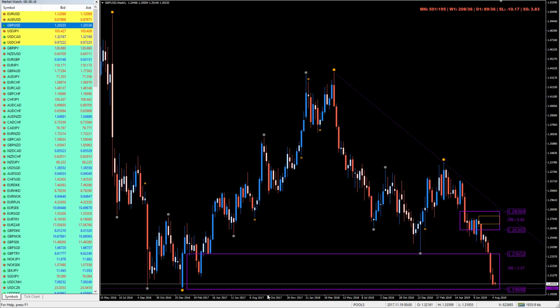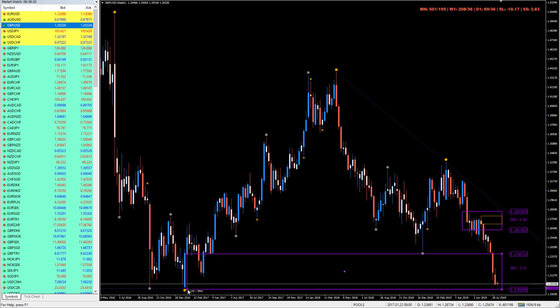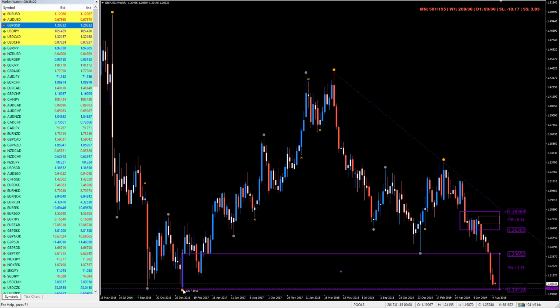Even though it's really low, it's really attractive, it's still very high risk for the time being because we have no idea what's going to happen. Okay, so just be very careful.